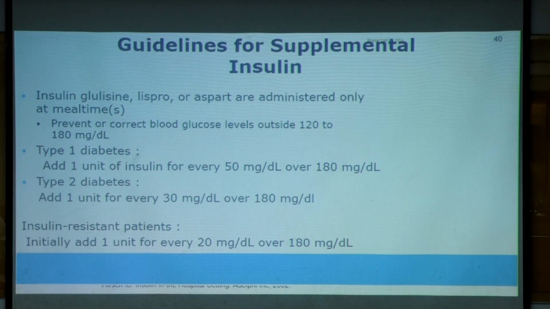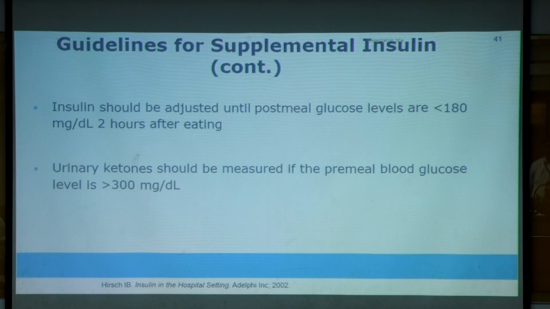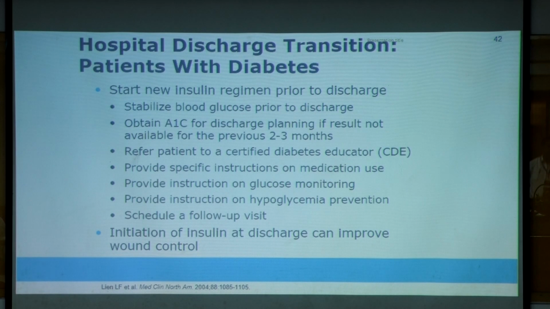So, supplemental insulin: you can give an extra amount of insulin if you want better control when you check the CBG levels and the blood sugars are high. Do not depend only on the basal bolus therapy. You can give supplemental insulin therapy also. And then the hospital discharge transition.